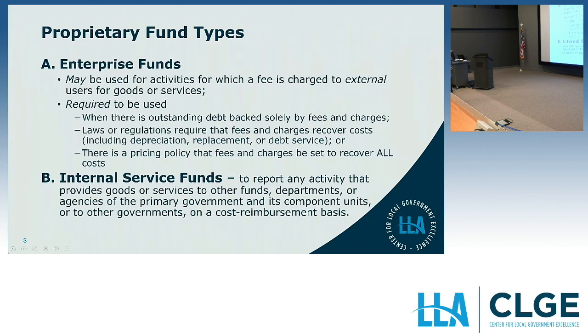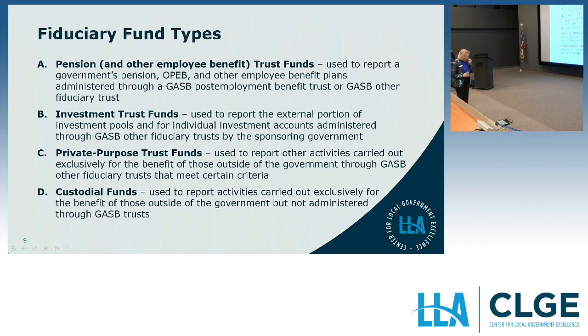We have a for-profit motive. This is economic resources and full accrual basis of accounting. And then we have our fiduciary funds. We have our 3 different kinds of trusts. And then should it be other people's money that's not in a trust, we call that custodial funds.